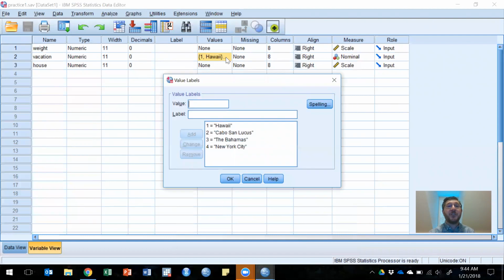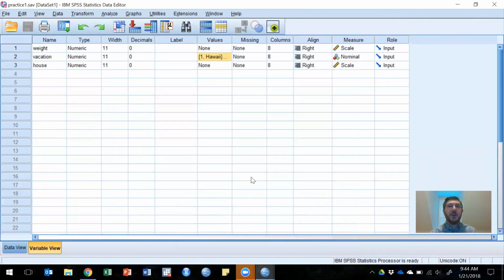So, we just arbitrarily assigned Hawaii as 1, Cabo 2, Bahamas 3, New York 4. You could have used any values to represent these categories. Hawaii could have been 4, Bahamas could have been 33. You can use whatever numbers you want. This is just you telling SPSS, hey, 1 equals Hawaii.